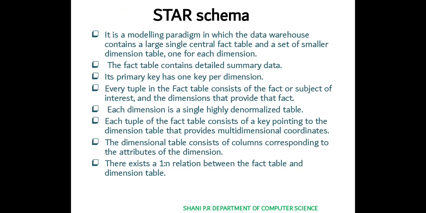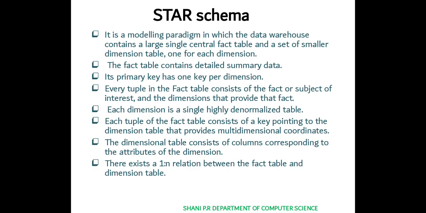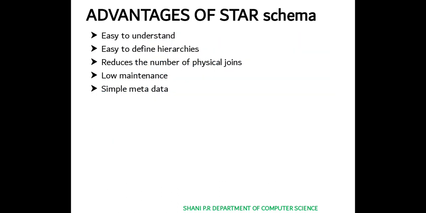So there exists a 1:n relation between the fact table and the dimension table. As I said, this is a 1:n relationship. The one fact table is connecting to the different dimension tables. So this is about the star schema. You can write in your own words. The advantages of star schema are: it is easy to understand because it is represented in the star format, easy to define the hierarchies, reduces the number of physical joins, low maintenance, and simple metadata. So these are the advantages of star schema.